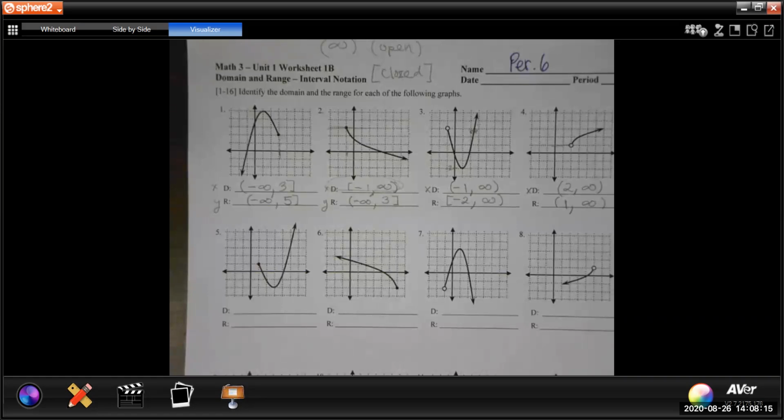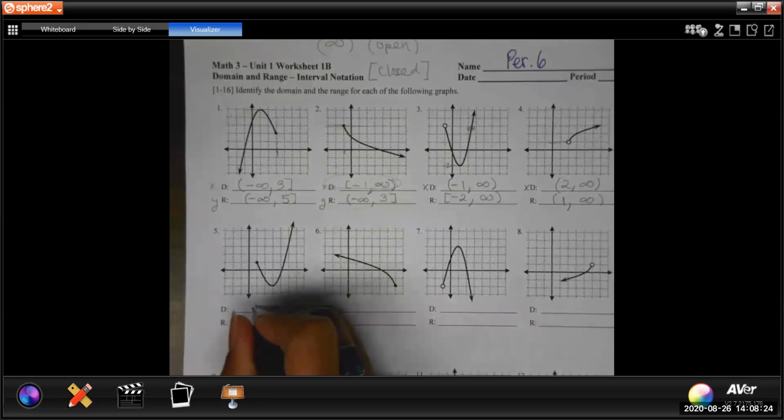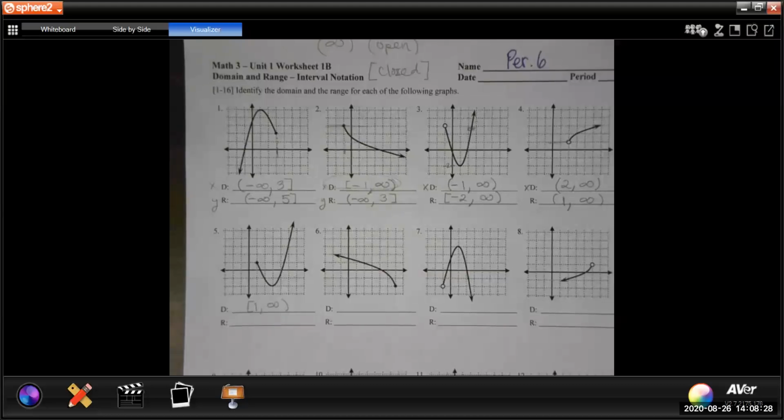Karsten, can you tell us what you got for the domain? I got 1 in brackets and infinity in parentheses. Do you guys agree with him? Good, that is correct. Okay, so let's now check the range.